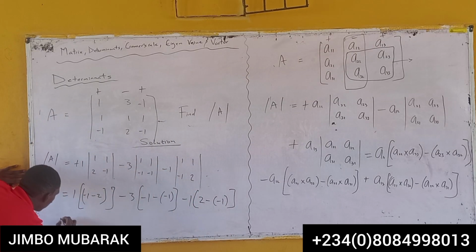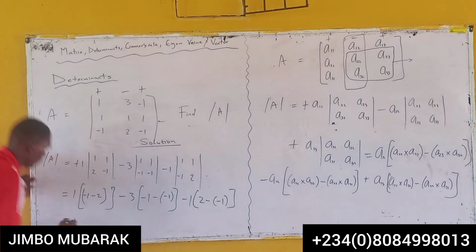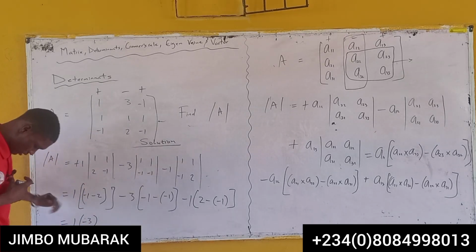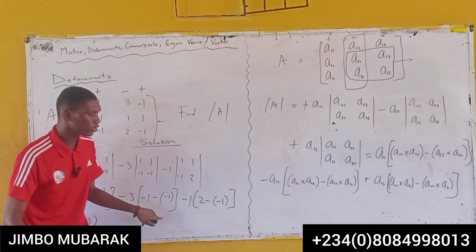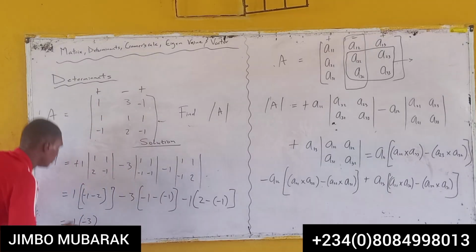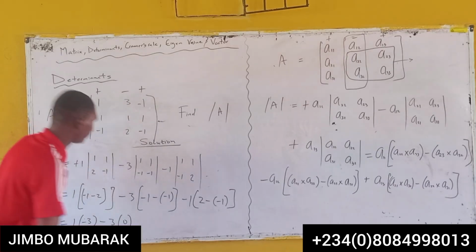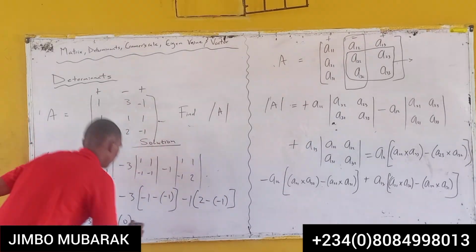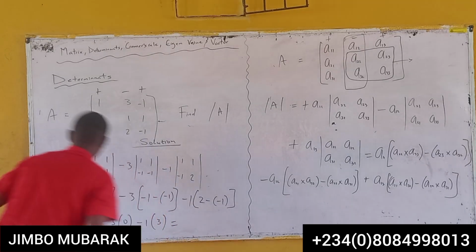So what do we have next? 1 minus 1 minus 2 is minus 3. Then minus 3 minus 1 minus 1 is 0. That will be minus 3 into bracket 0. Then 2 minus 1 is 3. That will be minus 1 open bracket 3. So that's equal to what?